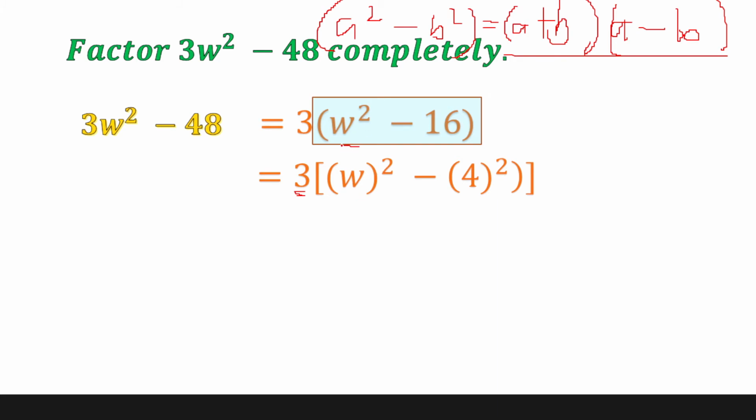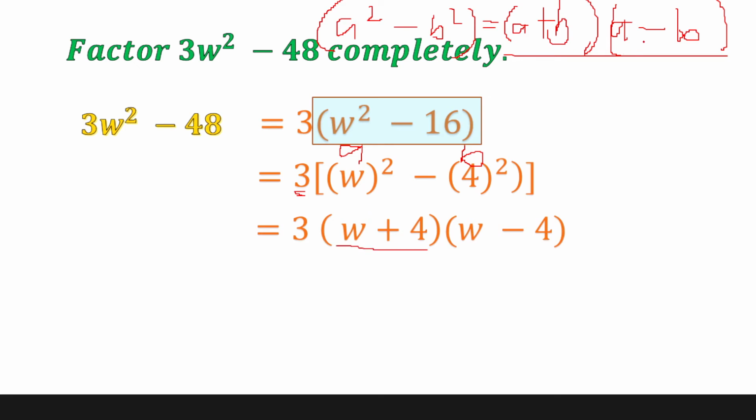Ito yung magsisilbi natin A. 16, gagawin natin 4 squared. Ito yung magsisilbi natin B. At pag meron na tayong A squared minus B squared, diba? Mukha lang ganun. Susunod na natin A plus B, W plus 4. Ito siya. Okay, W plus 4.